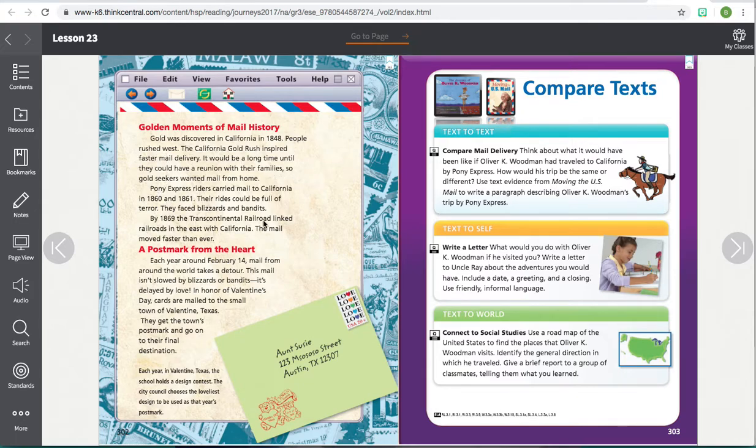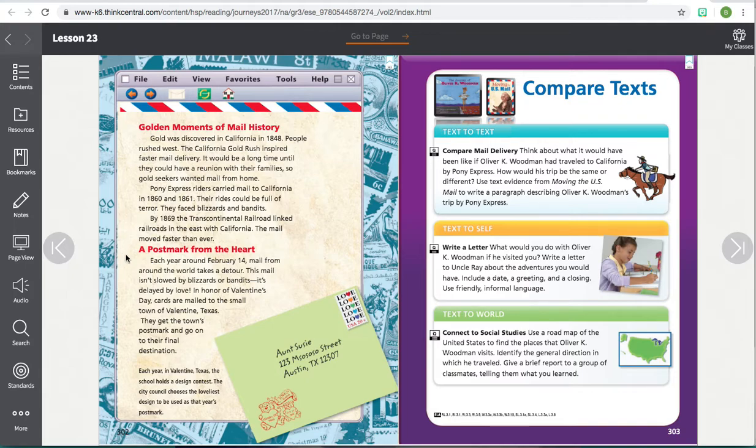Oh guys, this could be useful information for us since we're going to compare his possible journey by the Pony Express. Their rides could be full of terror. They faced blizzards and bandits. Oh no. By 1869, the Transcontinental Railroad linked railroads in the east with California. The mail moved faster than ever.